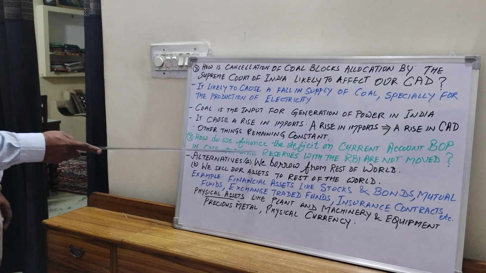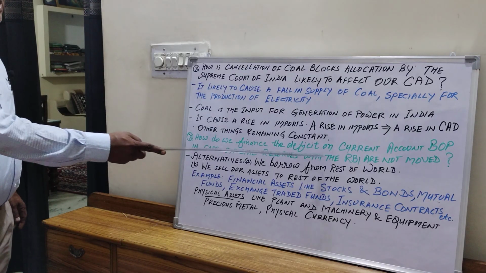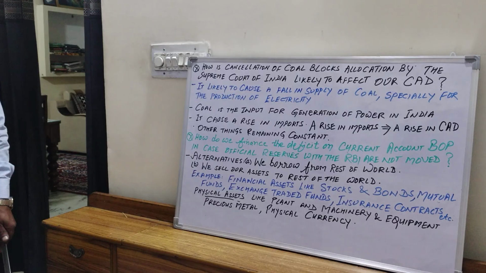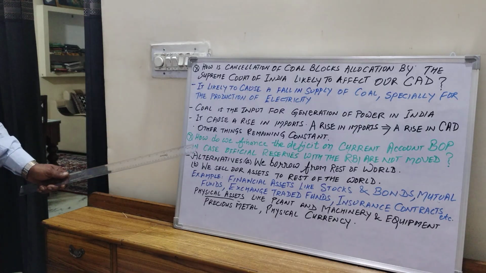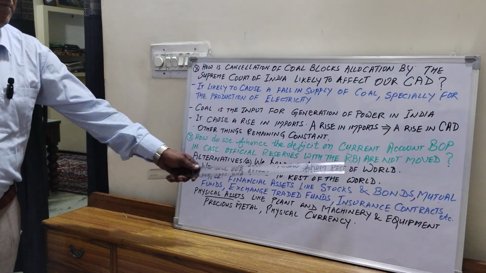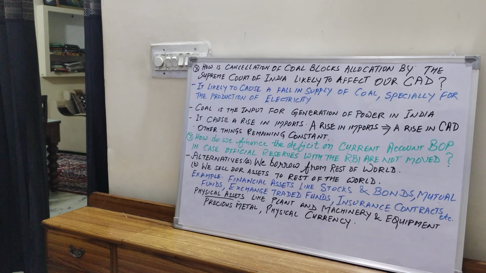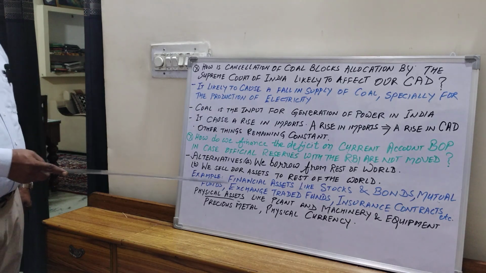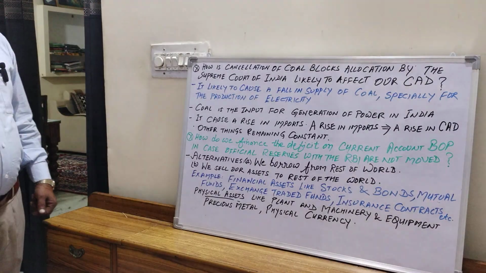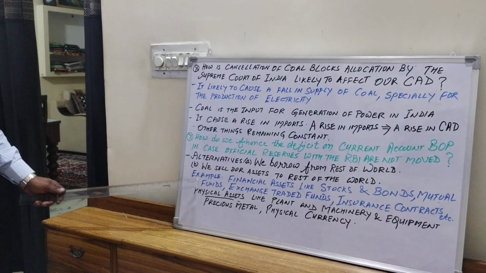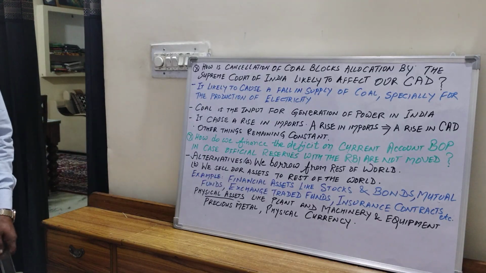And next, how do we finance the deficit on current account balance of payment? जो करंट अकाउंट बैलेंस ऑफ पेमेंट में अगर डेफिसिट हो गया तो उसको कैसे फाइनेंस करेंगे? एक्सपेंडिचर ज़्यादा हो गया, इनकम कम होगी. In case official reserves with the RBI are not moved, साथ में ये कंडीशन भी लगा दी. तो इसके alternative, there are two alternatives, many more also. We borrow from the rest of the world, चाहे IMF से, World Bank से, किसी कंट्री से, किसी फाइनेंशियल बड़े इंस्टीट्यूशन से.